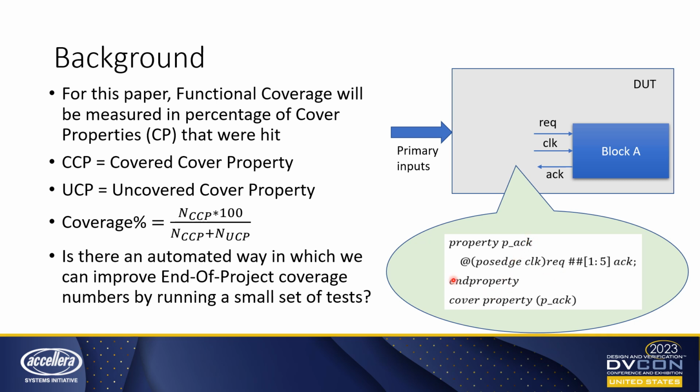If that cover property was hit, we will call it CCP, or covered cover property. If it was unhit, then we will call it UCP, or uncovered cover property. The overall coverage number is nothing but the total number of covered cover properties as a fraction of the entire set of cover properties that were coded up. The question we want to ask in this paper is: at the end of the project, if there are a certain number of uncovered cover properties, can we automatically hit or cover at least a fraction or set of those?